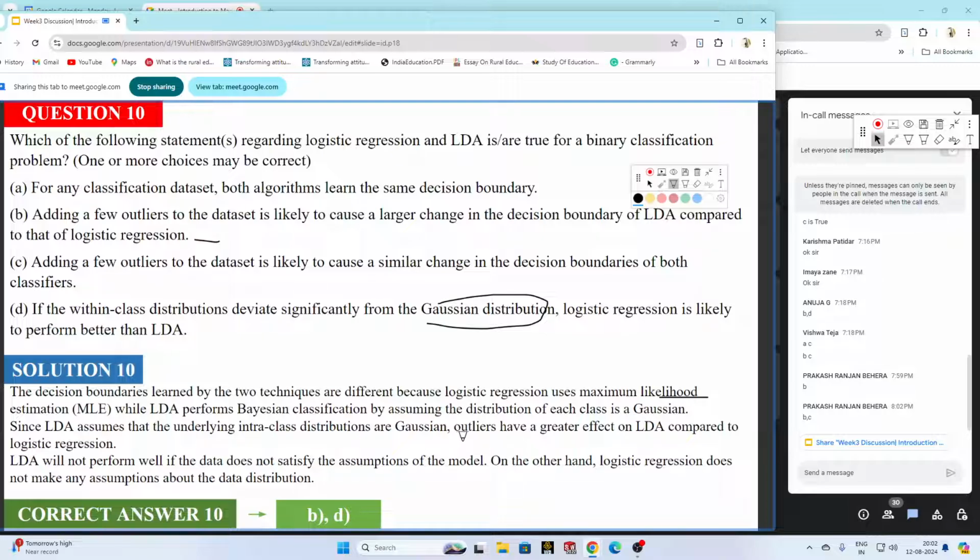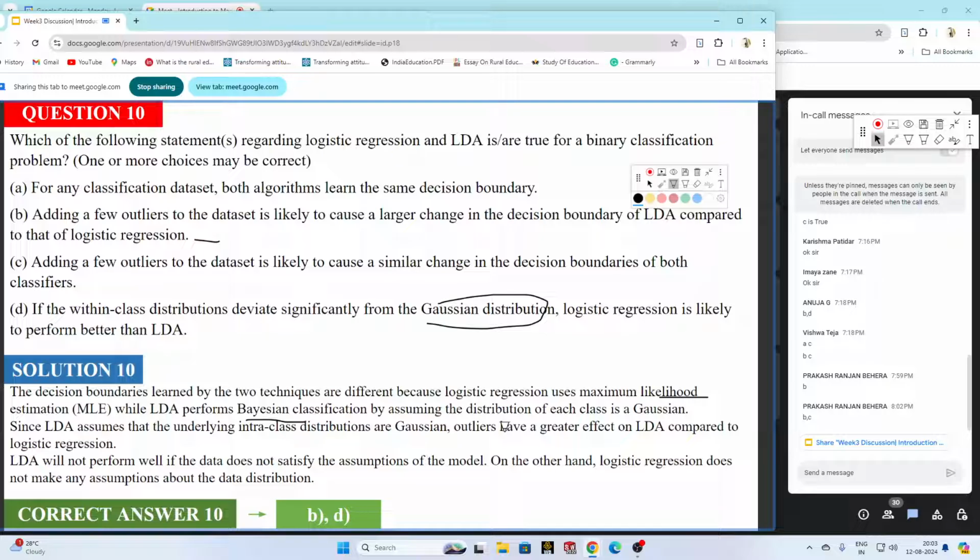And in LDA, whenever we are computing the error or finding the decision boundary, there we are using the Bayesian classification. Since LDA assumes that underlying intra-class distributions are Gaussian, outliers have a greater effect on LDA compared to logistic regression. Logistic regression does not consider any pi k terms, but your LDA considers your pi k terms.